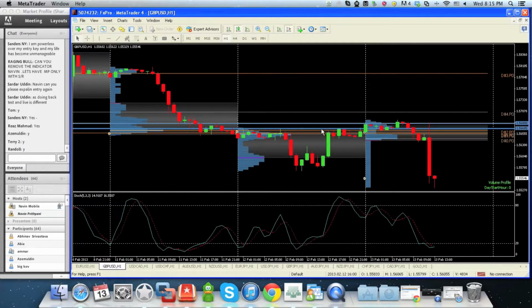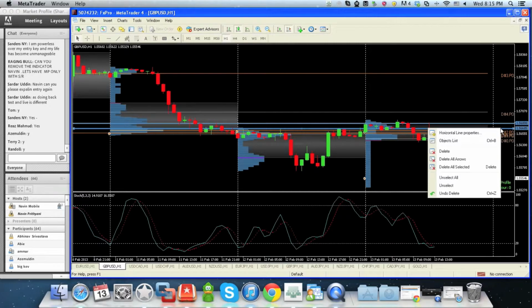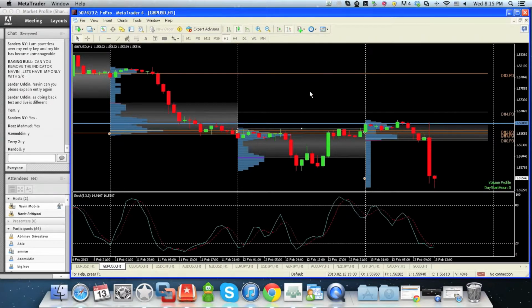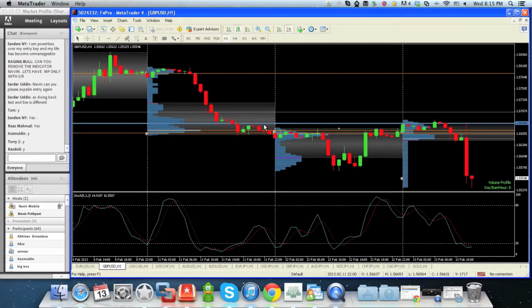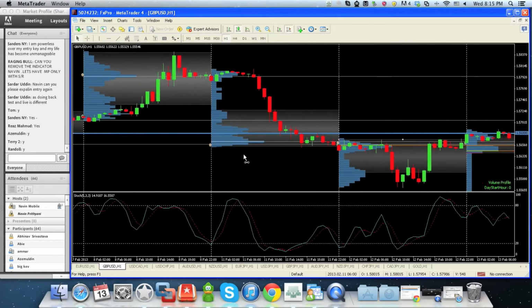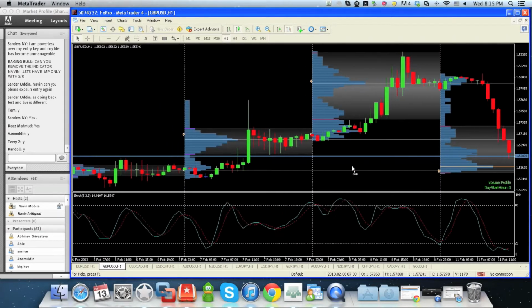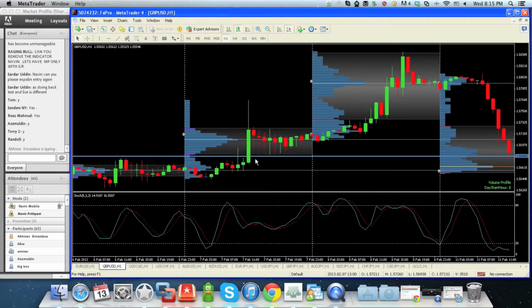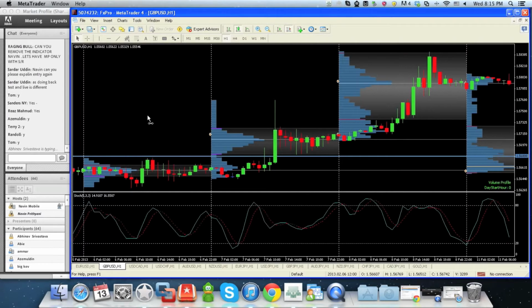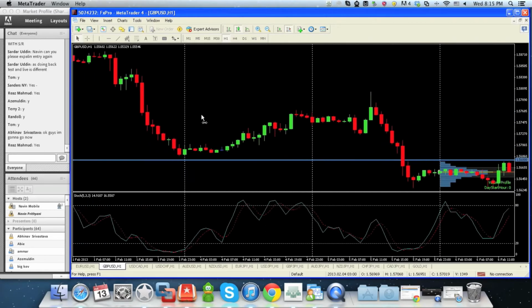Let me remove this other line. I am really bad at removing lines. There we go. Okay. We go further back and see, okay, what is this line that we've drawn? Does it have any significance? Well, does this look like significance to you guys? Where we have resistance and support and a big candle break? Damn right, it's a good significance. It's perfect. It doesn't get any better.